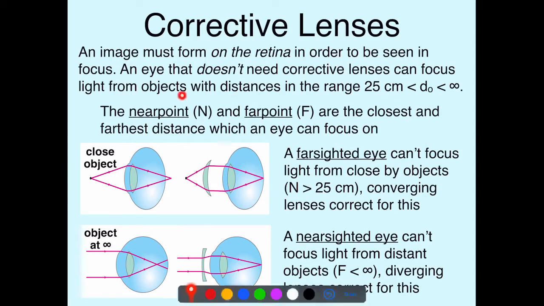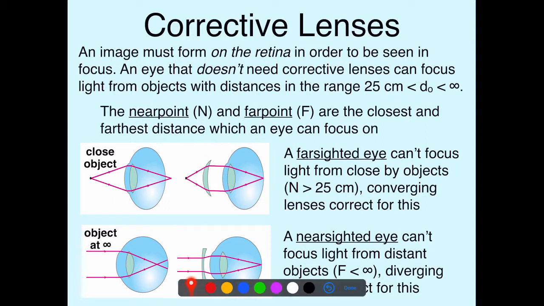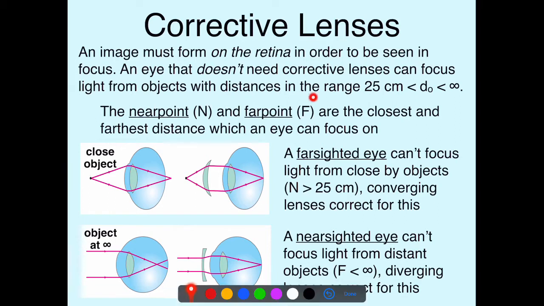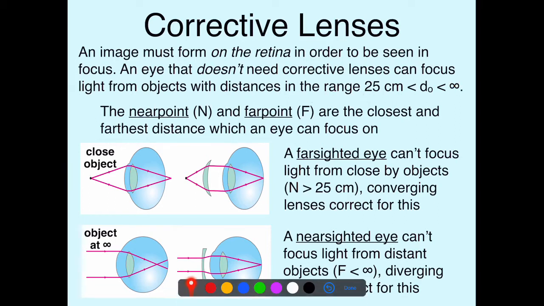The near point is the closest distance that your eye can focus on, and the far point is the largest distance, the furthest distance that your eye can focus on. So for a normal eye, the near point, N, is 25 centimeters. You should be able to focus on things as close as 25 centimeters. And the far point is infinity, meaning there's no real limit to how far away an object can be so that you can focus on it.